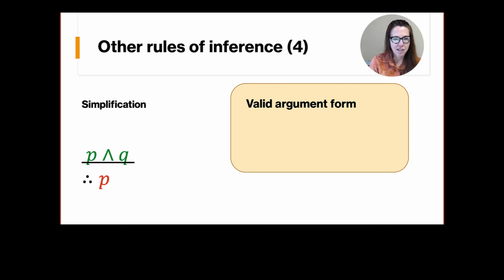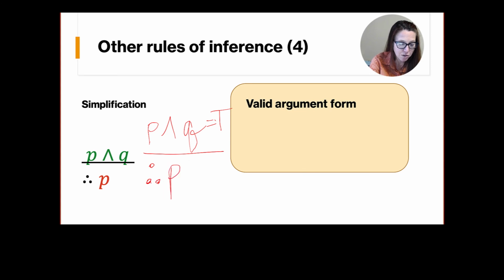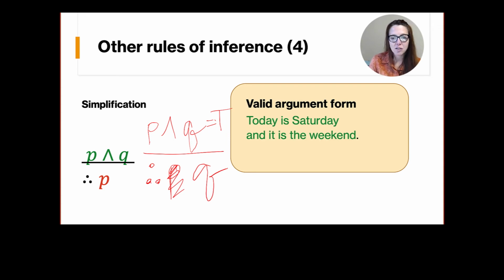This one might seem a bit more obvious. So simplification. And this is the idea that I'm going to assume that both P and Q are true. And what do we know about and? If this is true, what can you tell me about both P and Q? This can only be true when both are true. It's okay then to conclude that P is true. It would also have been okay to conclude that Q is true. They have the same form.